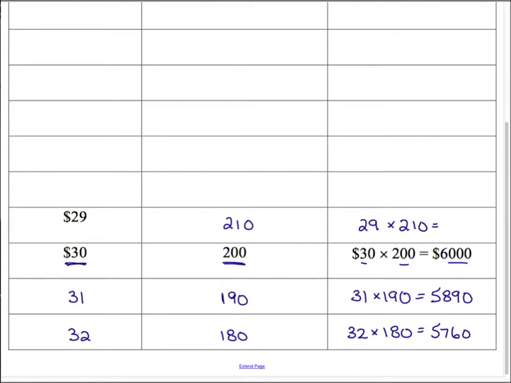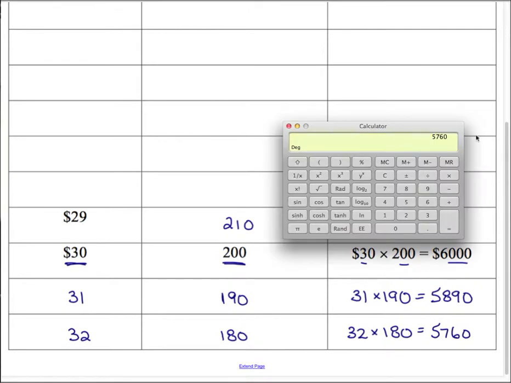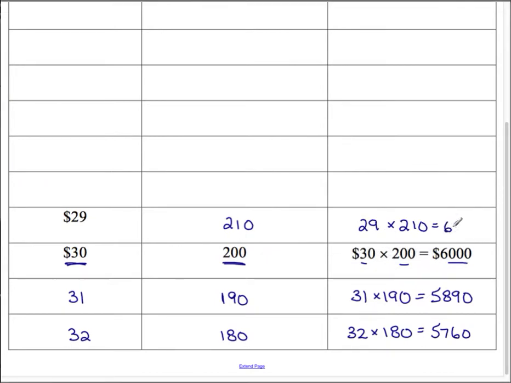And what's that going to give us? Well, I'm going to pull this up and go 29 times 210 is 6,090. So that is more. But is it the maximum? I don't know. I'm going to finish off this table.